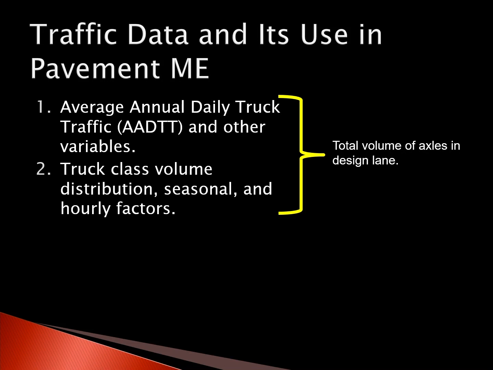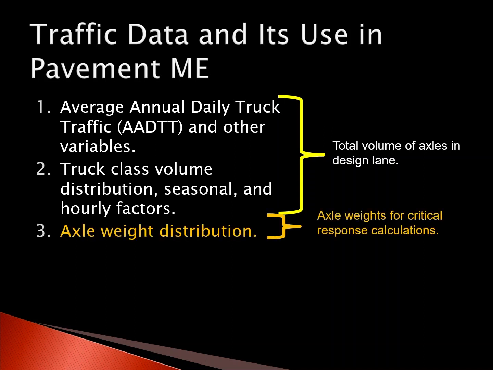So, traffic data and its use in the Pavement ME Design software. We have the average annual daily truck traffic, and then the truck class volume distribution, the seasonal as well as the hourly factors, and the seasonal is referred to as the monthly distribution factors, and then the hourly distribution factors. Both of these define the total volume of axles in the design lane and throughout the design life of a pavement. The next is the axle weight distribution.